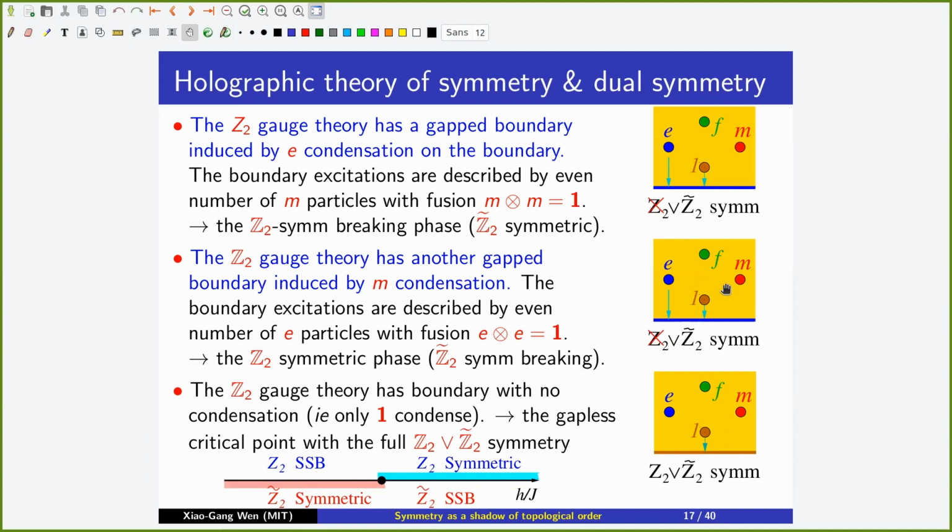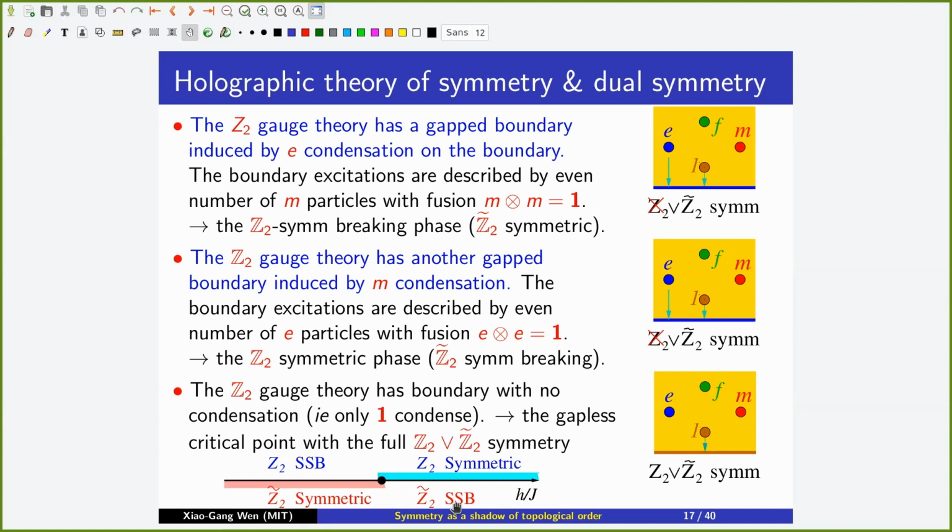Oh, I think this is a mistake. So then the other one is where M is condensed. Here this is a wrong figure. It's another figure. So we have M condensed. Then M is absorbed by the boundary. So that corresponds to the spontaneous breaking of the dual Z2 symmetry. But E is not condensed, so E is symmetric, so Z2 symmetric. So that is this phase. Okay.